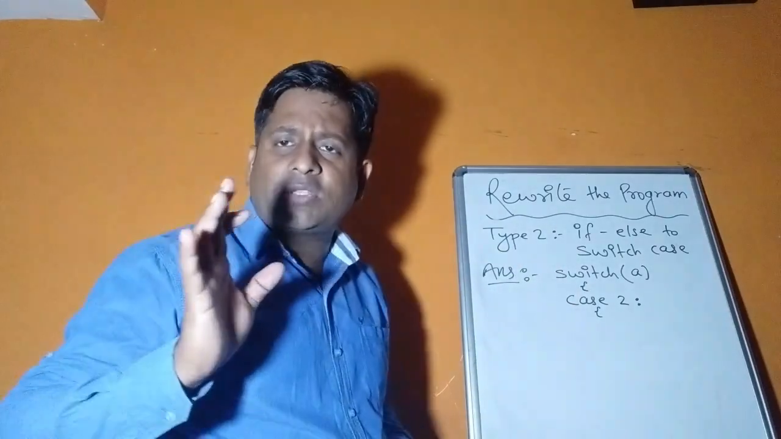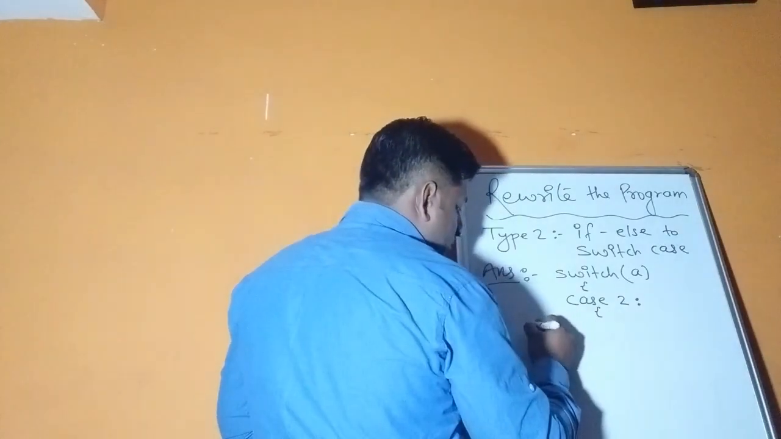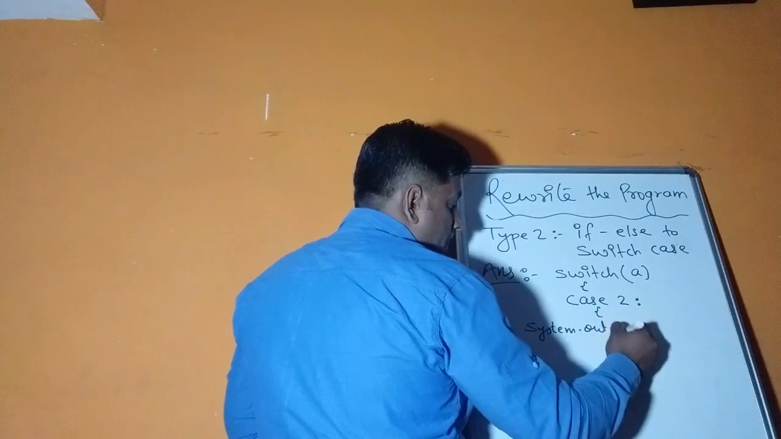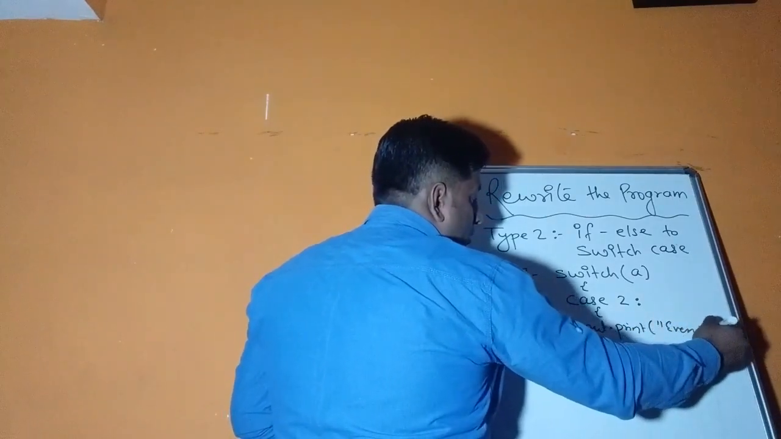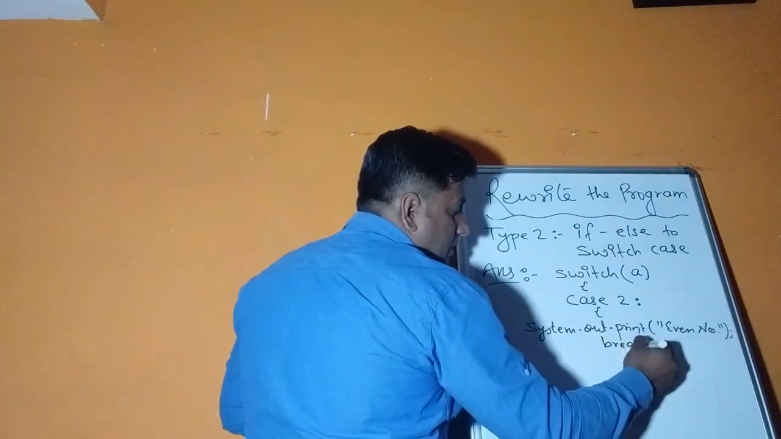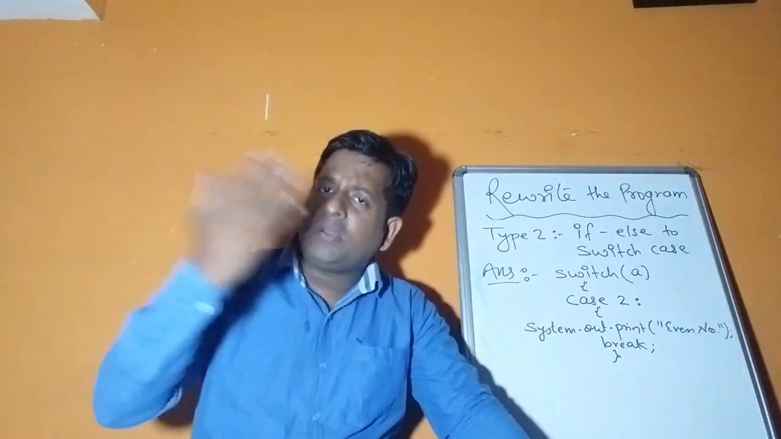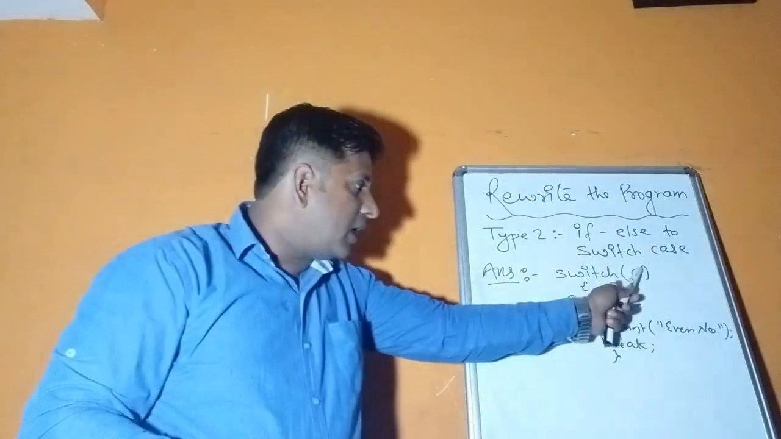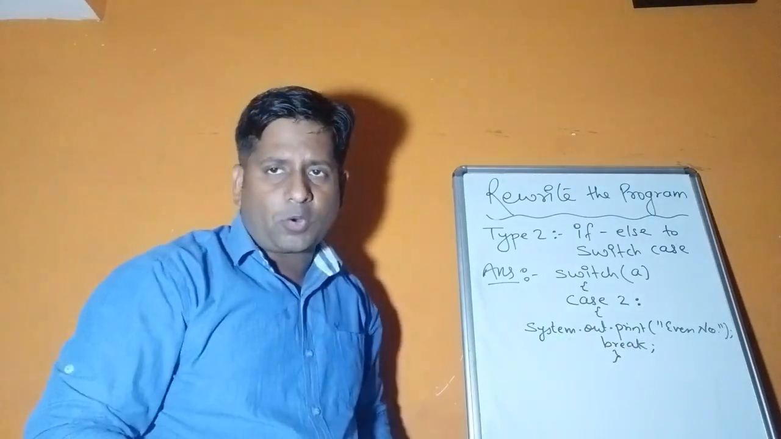Now inside case 2, what was there? Simply a print option was there, and it was printing what? Even number. And break is compulsory. Break is the keyword used in switch case, which is used to terminate the control out of the block or loop. So see, if the value of a is 2, it's printing even number, and break stops the program.